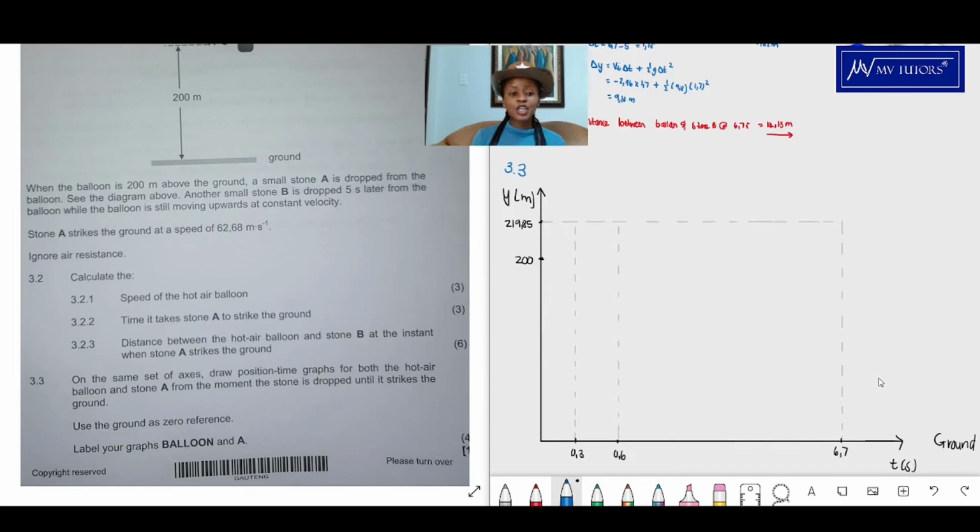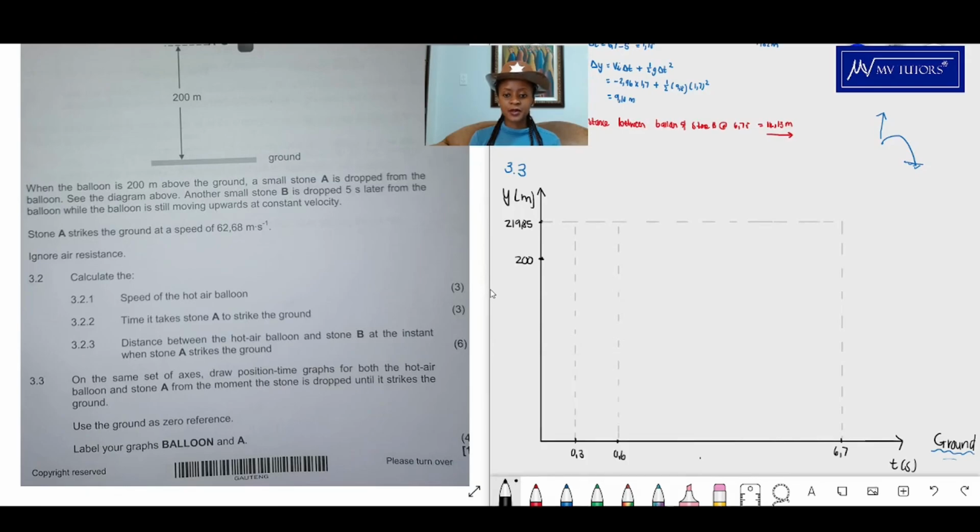So here's the key. Use the ground as zero reference. That's why I've written there that this is the ground level. Remember the stone, from the hot air balloon, it went something like this until it reached the ground. And the hot air balloon just went up straight. We'll see how it all pans out. All right, so at time 0, they were both, let me just put 0 there.